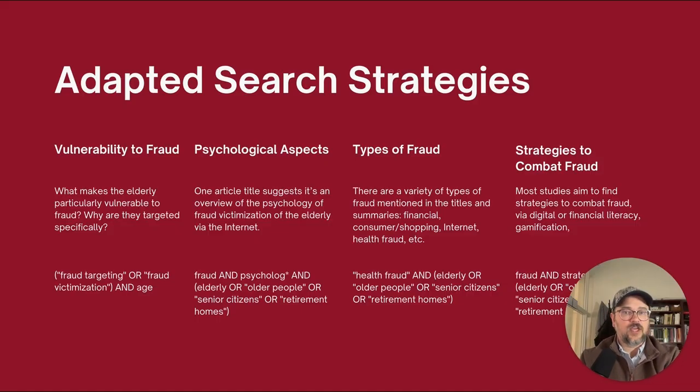I mentioned health fraud, so I could then focus on that. So health fraud and elderly or older people or senior citizens or retirement homes. There I can see specifically this type of fraud as it relates to the age group that I'm looking at, right? And so once I have these points of focus, I can adjust my search strategy to focus on those things.